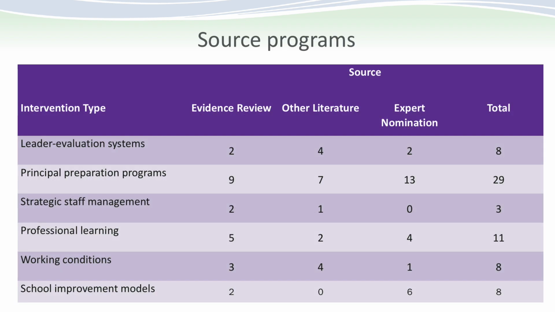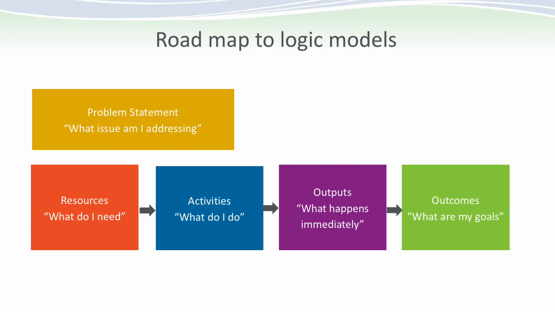We did not include all school improvement programs that are out there. We just wanted to show enough variation to be able to accurately capture a path from program to outcomes. You can see the elements that are in the logic models we put there. The problem statement, what is the issue you're addressing, the resources that would affect the activities and how they roll out, the outputs, what happens immediately, and then the outcomes, the end goals.